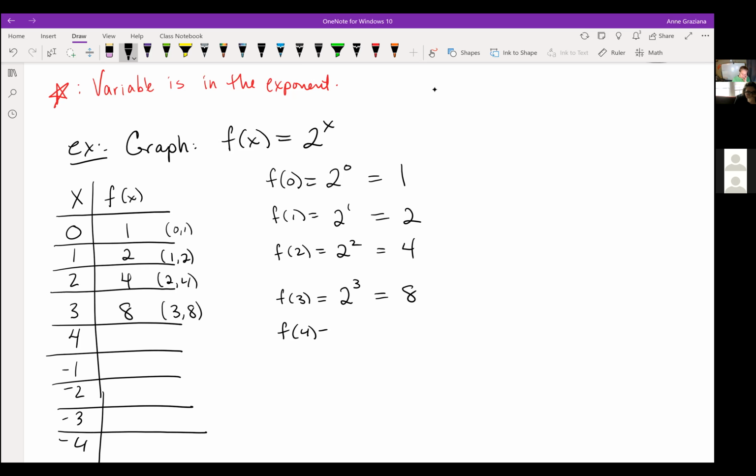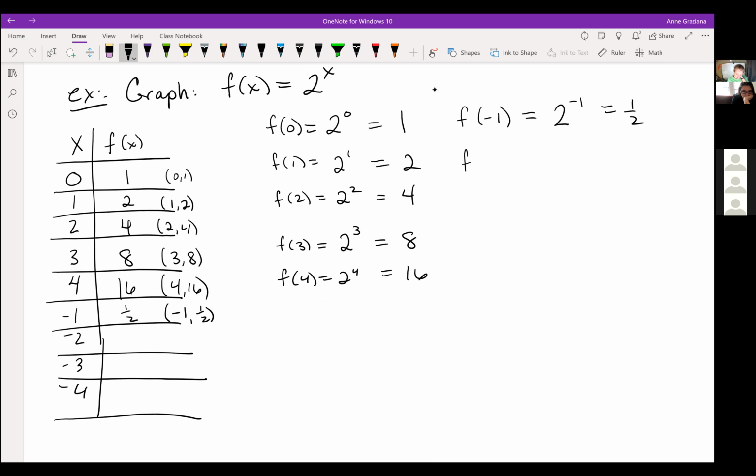F of 4. Okay, what about 2 to the 4th? What's that going to be? 16. I'm kind of just flying through them here. But okay. All right, so that's pretty straightforward. We're just taking everything to a power. Now let's look at what happens when we do negatives. So f of -1 means 2 to the power of -1, which is really what? 1/2. Okay, so we're going to look at the reciprocal of that. So that's the point -1, 1/2.